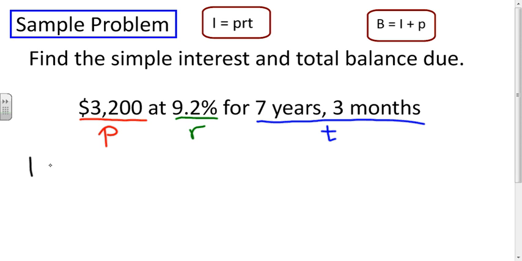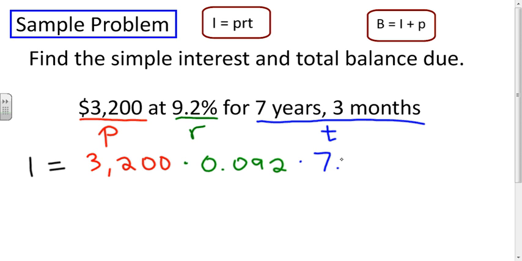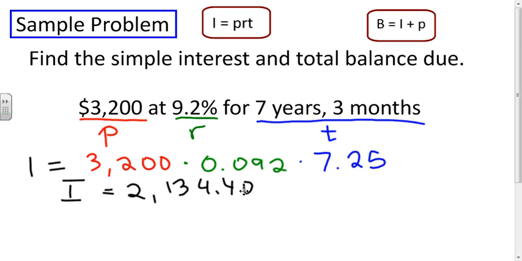So interest is equal to my principal, 3,200, times my rate, which I'm going to change to a decimal, 0.092, times my time, 7 years, 3 months, or 7.25 years. And when I multiply all of this together, I find that the total interest that I owe is going to be equal to $2,134.40.